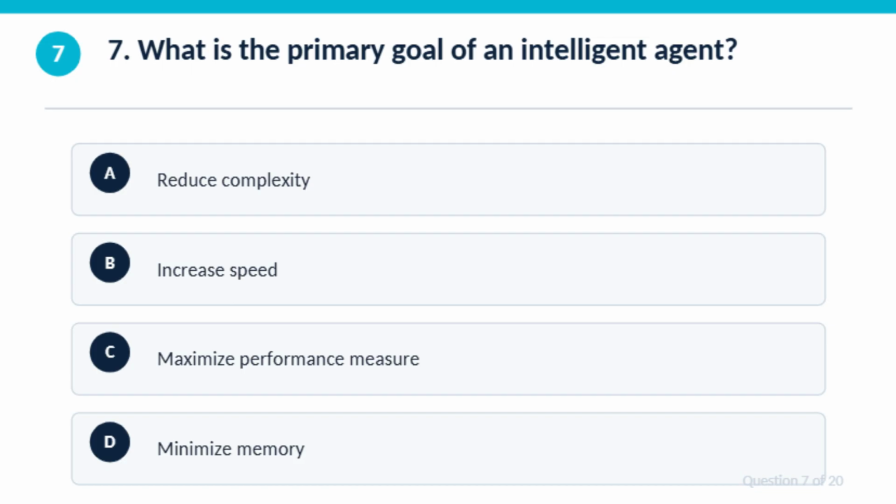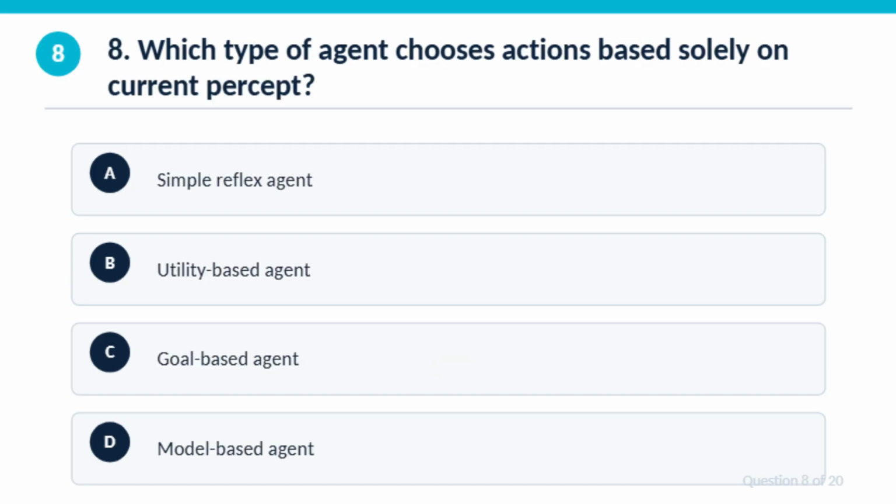What is the primary goal of an intelligent agent? A. Reduce complexity. B. Increase speed. C. Maximize performance measure. D. Minimize memory. The correct answer is C. Maximize performance measure.